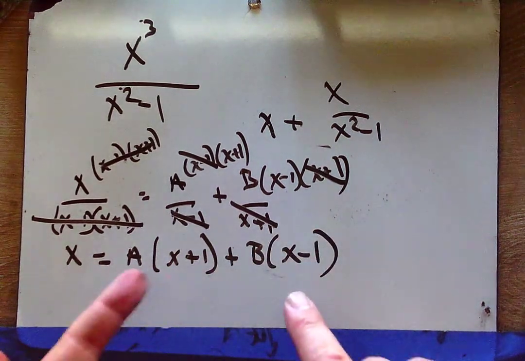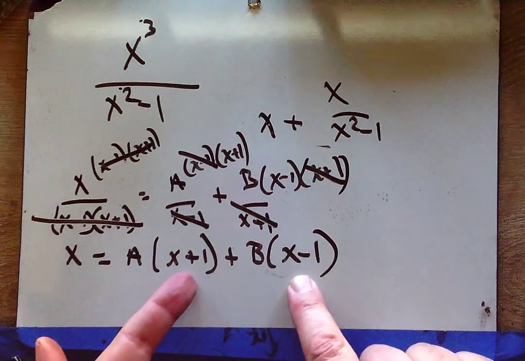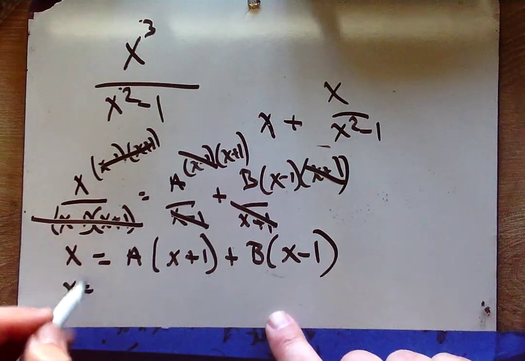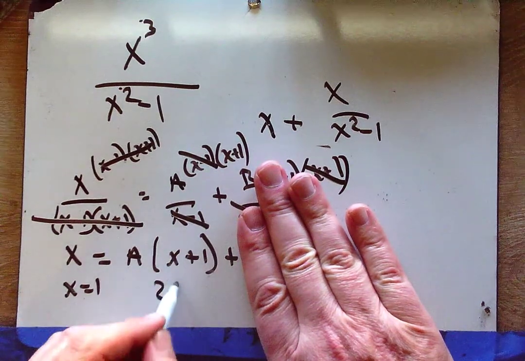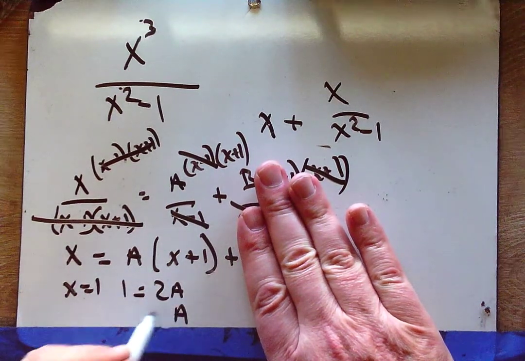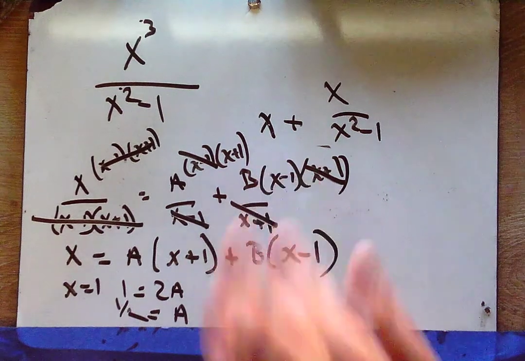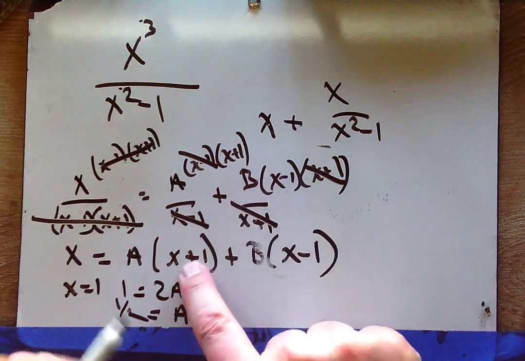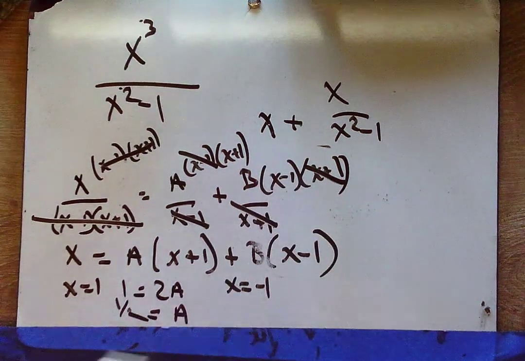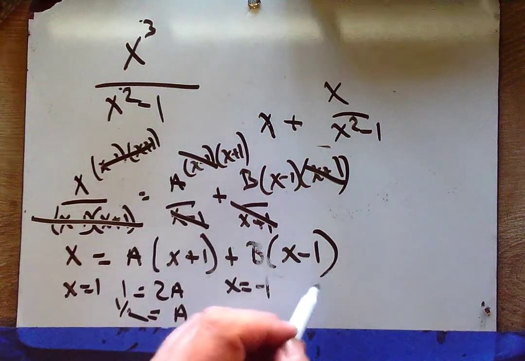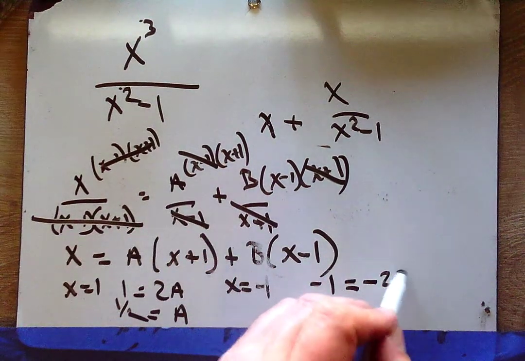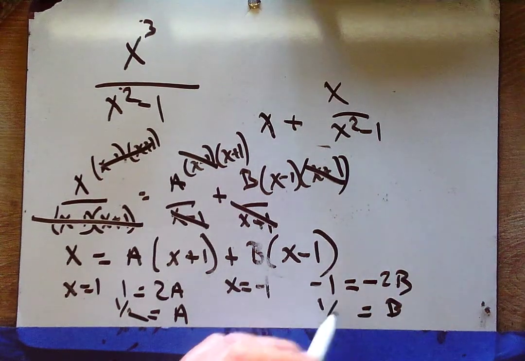Okay, I see 2 constants and 2 magic numbers. Let's go. x equals 1 makes this go away. 1 plus 1 is 2a. And so a equals 1 half. And now if I use x equals negative 1, this one goes away. Minus 1 minus 1 is minus 2b equals minus 1. And so b equals 1 half again.